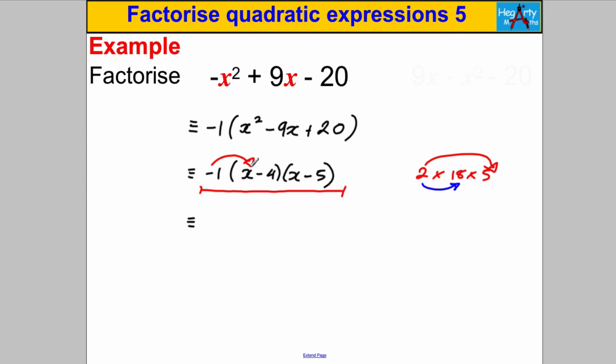Now, you could put them back into either bracket you want. If you put it into this bracket, and something negative now becomes positive, the positive things now become negative, this bracket would become 4 subtract x, and this second bracket would stay the same. Or, guys, you could have put it into the second bracket if you wanted. The first bracket would have stayed the same. The second bracket, the signs would have changed.